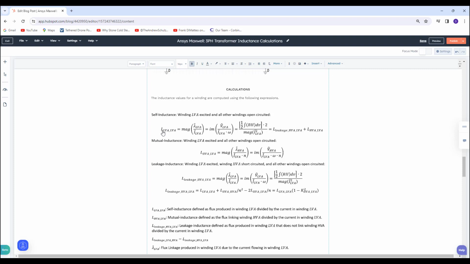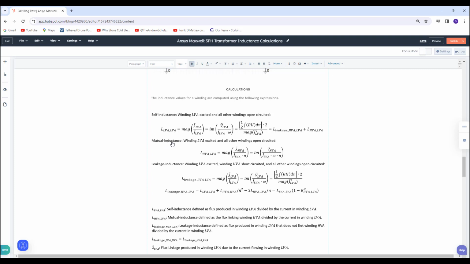So this is here, self-inductance of flux linking the low voltage phase A winding due to the current in the low voltage phase A winding, okay? So the subscript on the left represents the flux linking that winding, and the right subscript represents which winding is producing the current and producing the flux, okay?